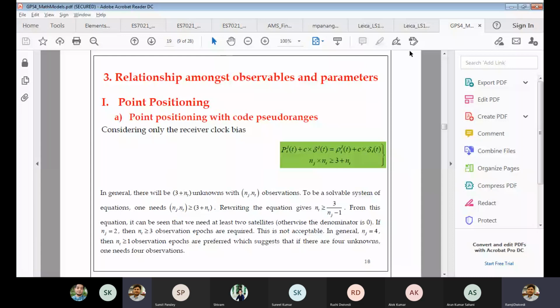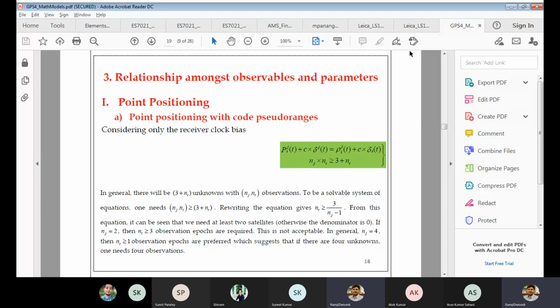So on the left hand side you have observables, on the right hand side you have unknowns. So can you now write the equation if Nj is the number of satellites and Nt is the number of epochs available? If 4 satellites are there for one epoch, you will write 4 equations. If the 4 satellites are available for 2 epochs, let's say T1, T2, you will write 8 equations. If the 4 satellites are available for 3 epochs like T1, T2, T3, you will write, sorry, 12 equations. So the left hand side is written as Nj into Nt, and it should be more than or equal to the number of unknowns, which are 3, that is x, y, z for the position, which is hidden inside this geometric range term.